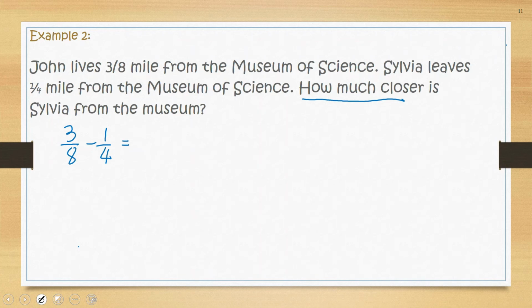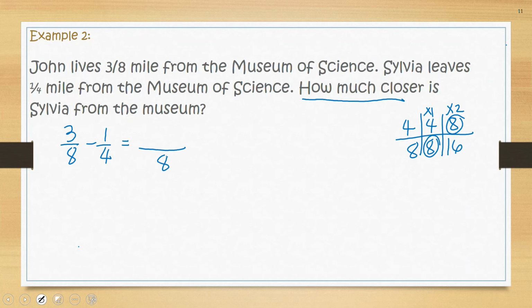So, kunin natin yung LCD. So, 4 saka 8. So, let's try times 1. So, 4 times 1 is equals to 4. 8 times 1 is equals to 8. Times 2. 4 times 2 is equals to 8. 8 times 2 is equals to 16. So, yung common number nila is 8. That means, yung LCD natin is 8.